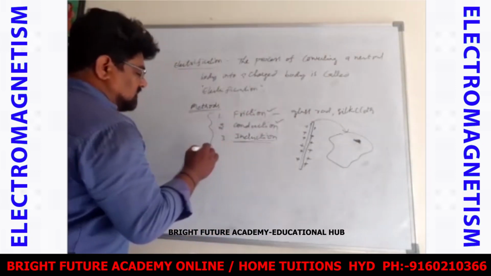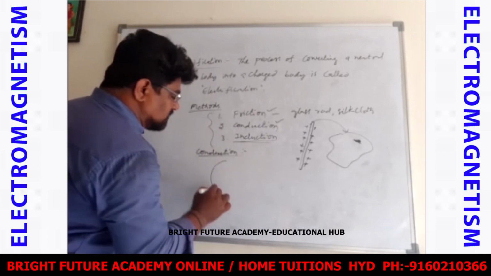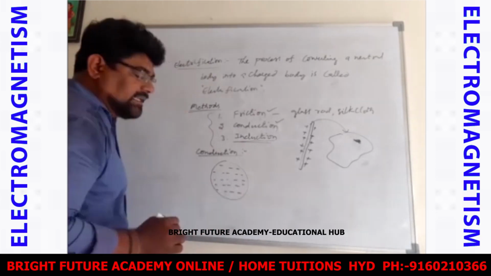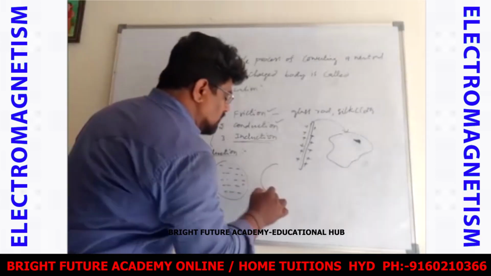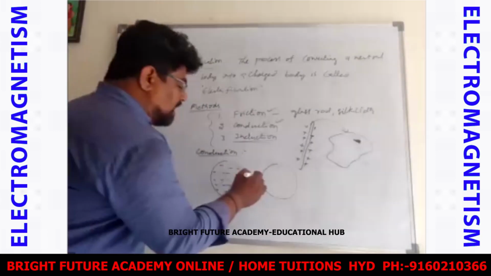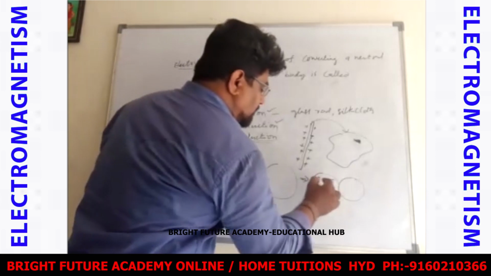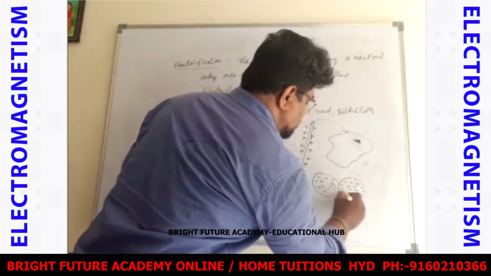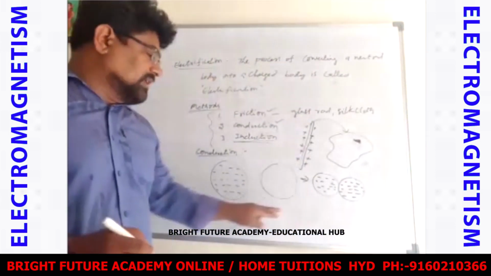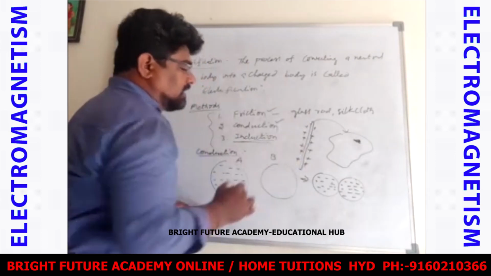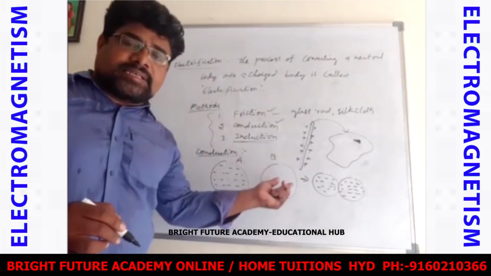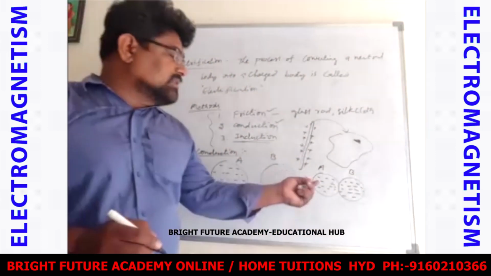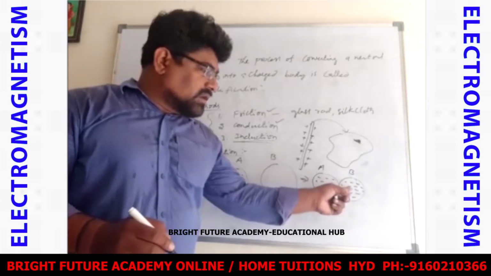The next one is conduction. Conduction means we take one charged body, for example a negatively charged body, and one neutral body. If we bring these two bodies into contact, what happens? For example, body A is a charged body and B is a neutral body. When we keep A and B in contact, some electrons from A are transferred into B.